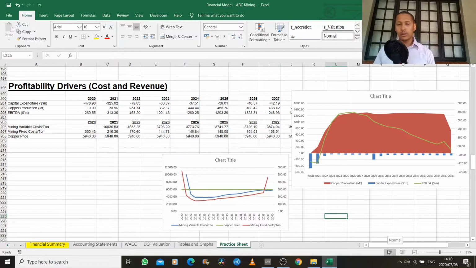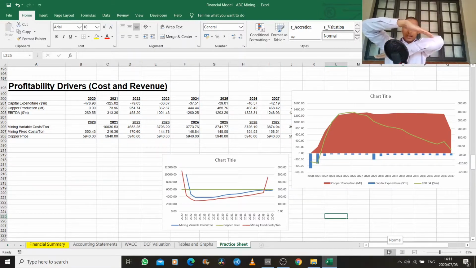So we call these negative operating jaws. Now, what an operating jaw is, it's just the difference between your revenue and your costs. So if your revenue is rising, but your costs are decreasing over time, we call these positive jaws. This is very good, because your profitability margins are increasing and improving over time.